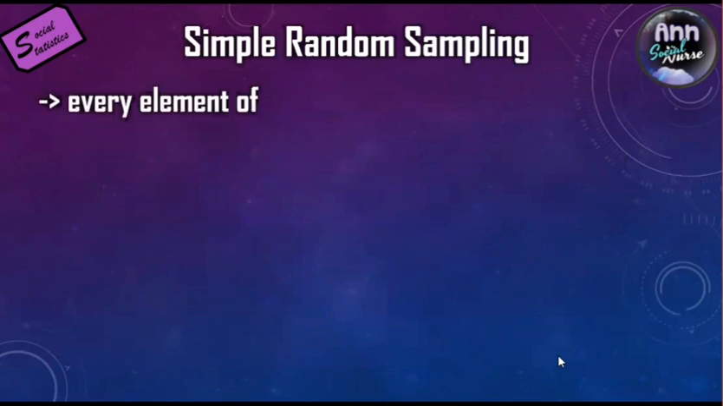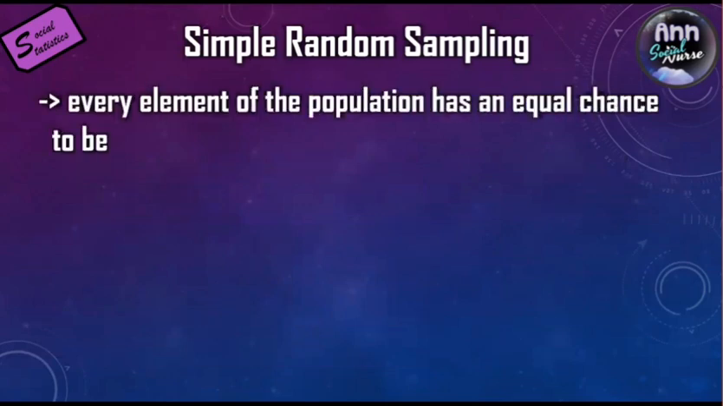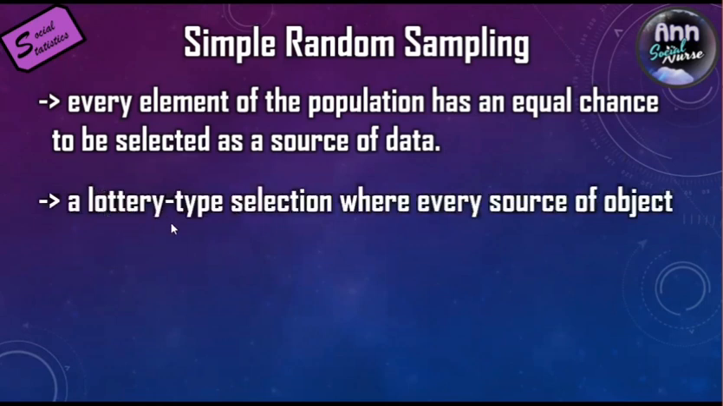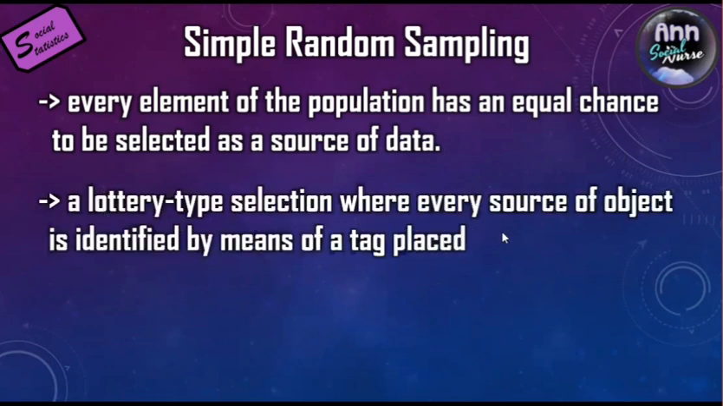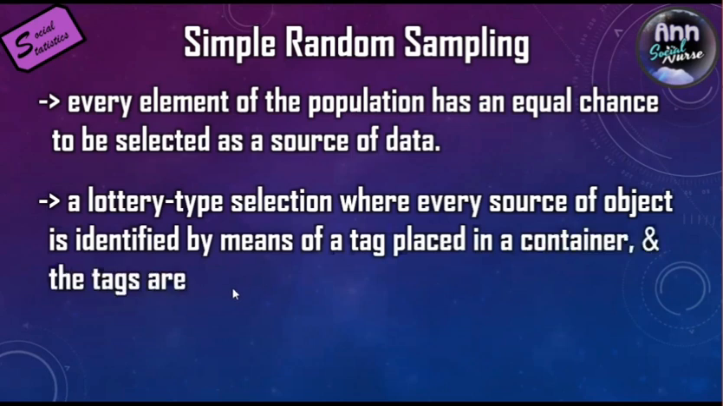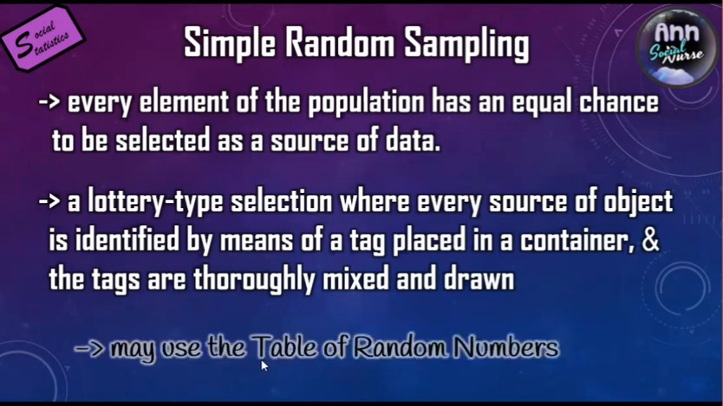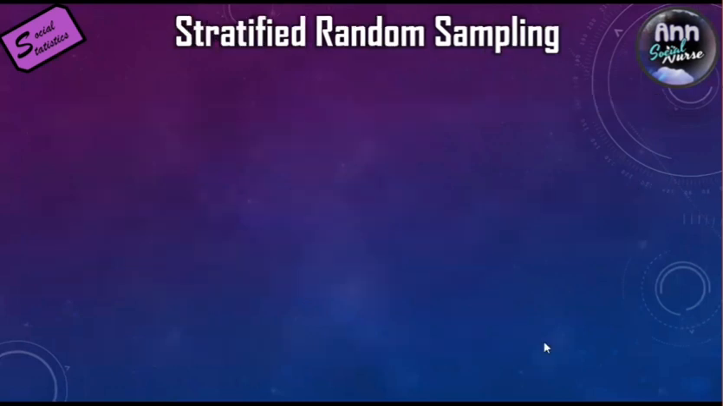Let's take first the simple random sampling. This is widely used, wherein every element of the population has an equal chance to be selected as a source of data. It's like a lottery-type selection where every source object is identified by means of a tag placed in a container, and the tags are thoroughly mixed and drawn. You may use the table of random numbers, which we will take up in a while.